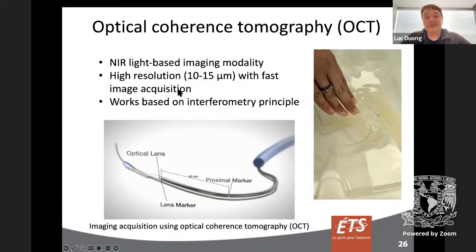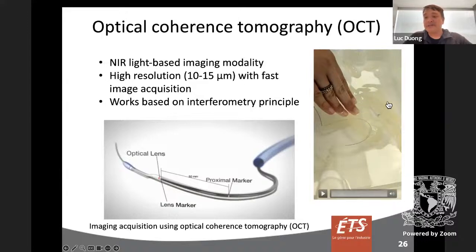It has a high resolution, 10 to 15 micrometer, very fast imaging acquisition, and it works on interferometry principles. So basically, it's a lens with a laser, and that rotates. And with that, it's allowed to acquire the inside of the vessel. With that, we can generate images of the inside of the coronary artery, for instance. So let me show you a video that will illustrate that better than I can explain it by words.